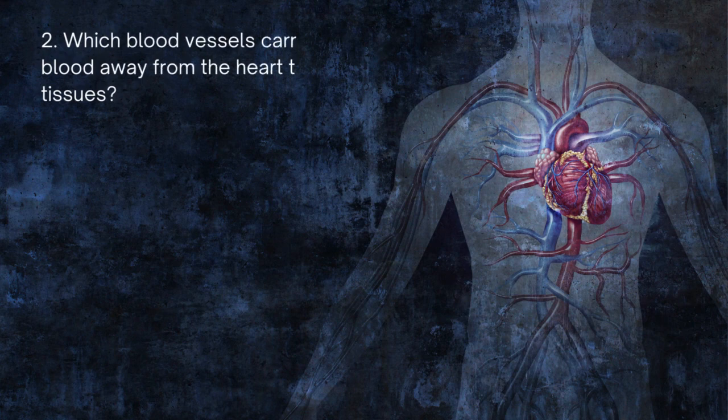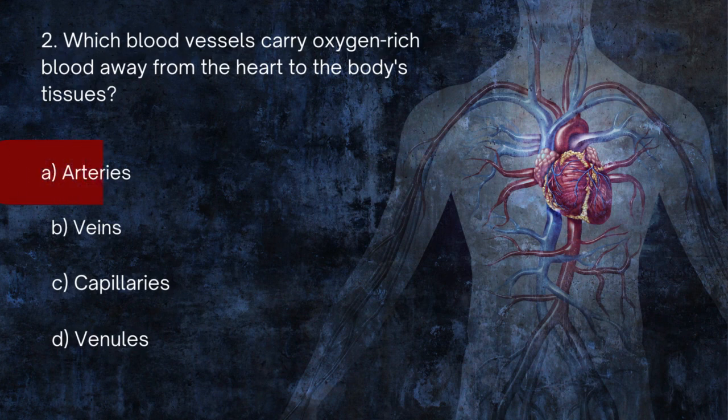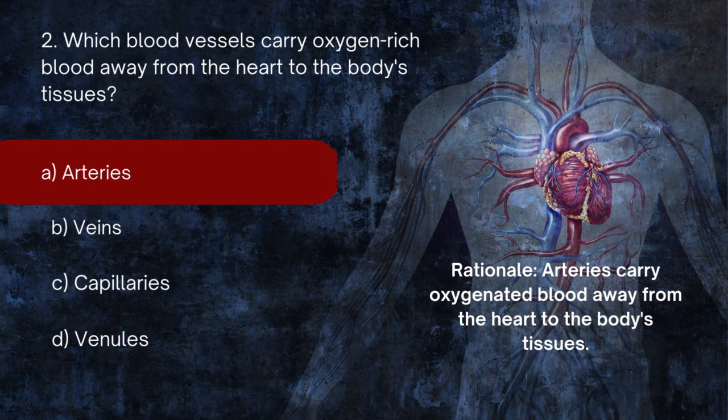2. Which blood vessels carry oxygen-rich blood away from the heart to the body's tissues? A. Arteries. B. Veins. C. Capillaries. D. Venules. Rationale: arteries carry oxygenated blood away from the heart to the body's tissues.